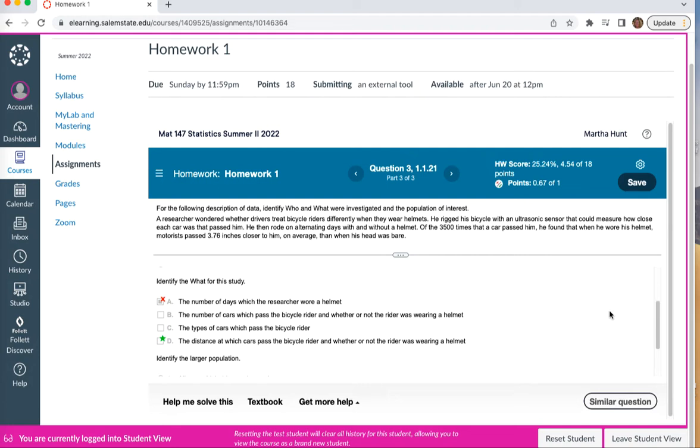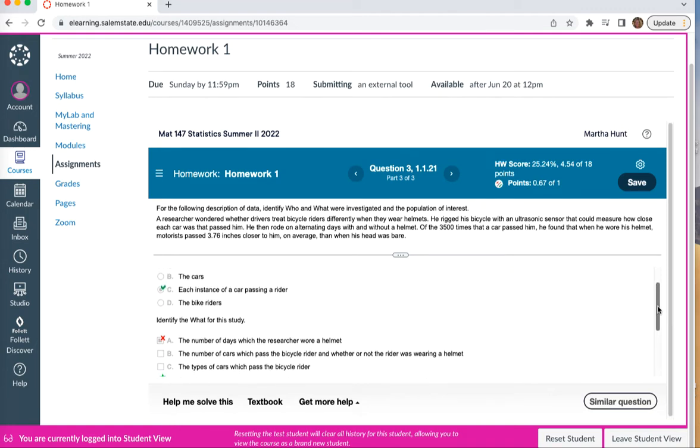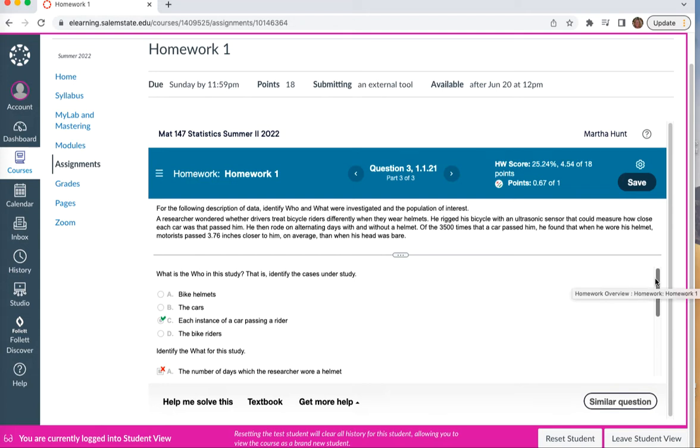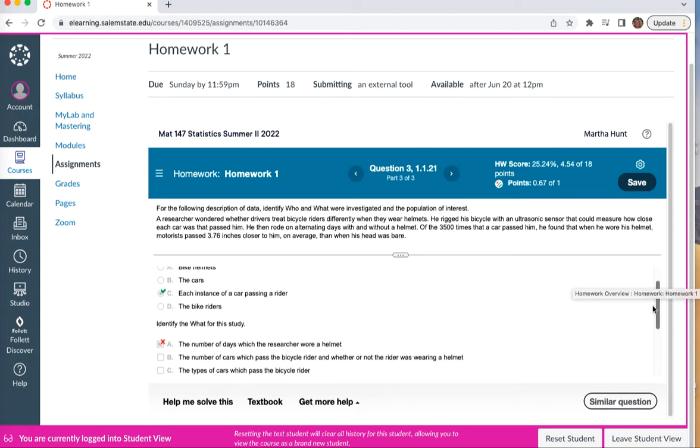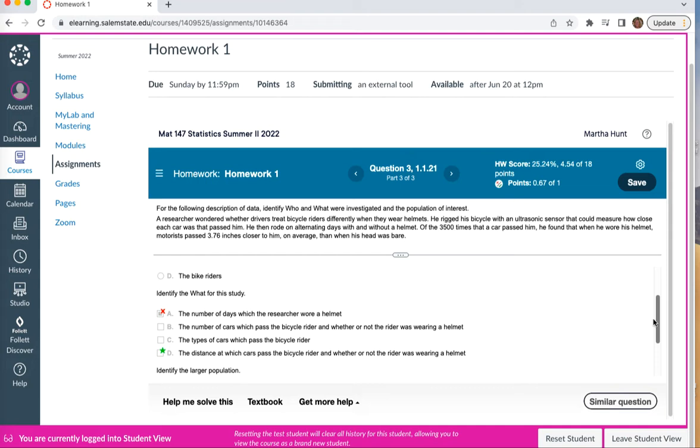This first question talks about wearing your helmet when you're bicycle riding. And it talks about observing 3,500 cars as they pass by and whether or not the motorist was wearing a helmet. So I got the first question correct. I got the second question wrong.